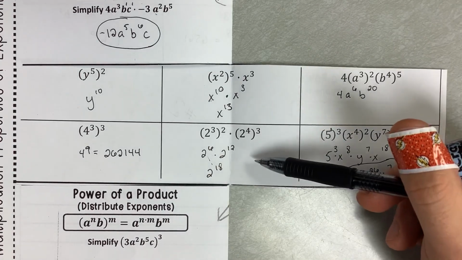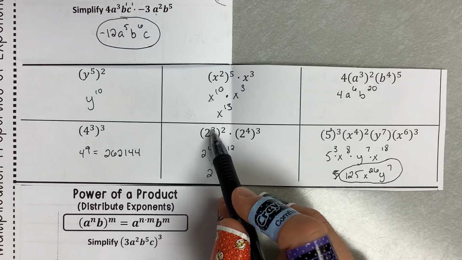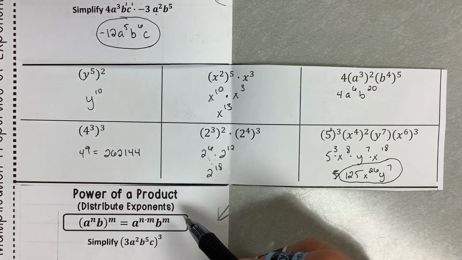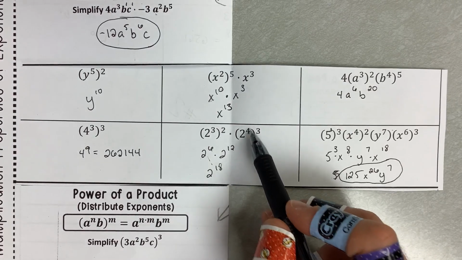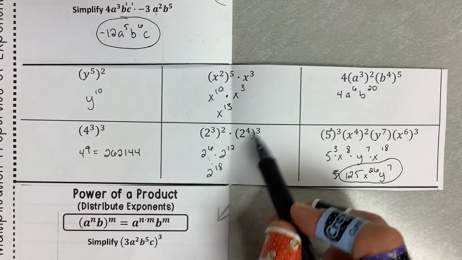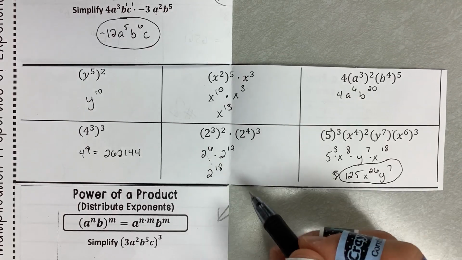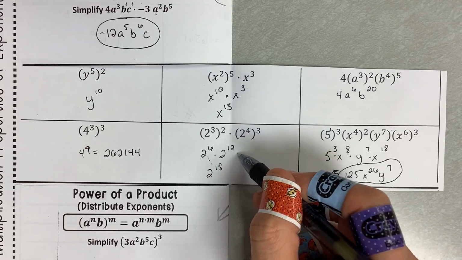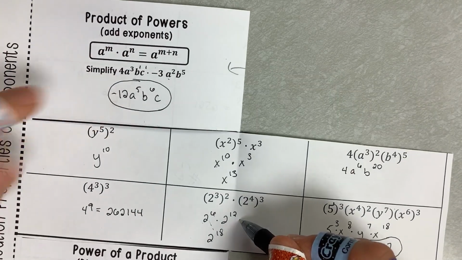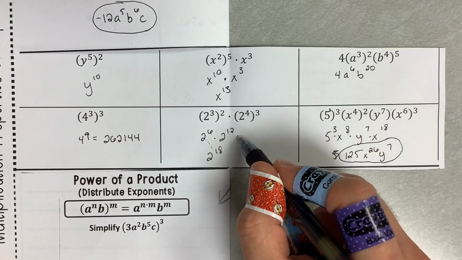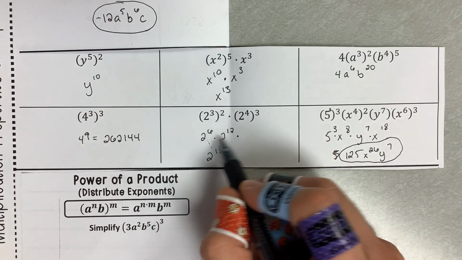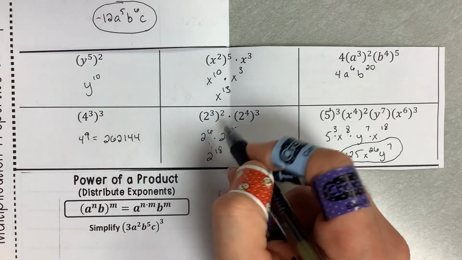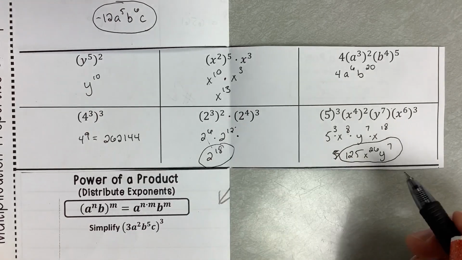For this one, I had 2 to the third raised to the second power. Well, 3 times 2 is 6, so 2 to the 6th. Over here, I had 2 to the fourth raised to the third power. 4 times 3, 12, 2 to the 12th. And remember, this right now is my old rule from the other day, and I can simplify. Instead of power to a power, now I'm multiplying like bases, so I can add my exponents. 6 plus 12 is 18. That's how I got this 2 to the 18th right there.